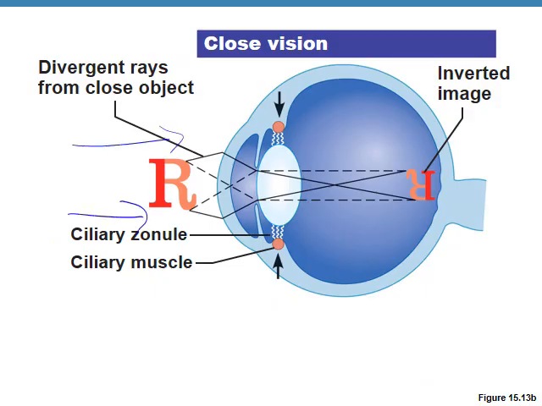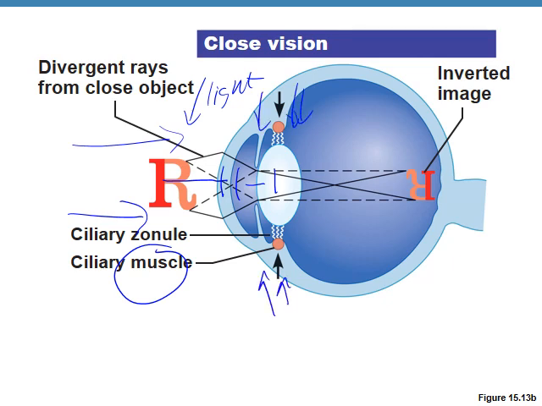We can see that we've moved the item closer. So we still have to have light bouncing off of this object, going through the cornea, the aqueous humor, the pupil, the lens. But what do you notice about the lens? You see how the ciliary muscles are coming closer together, right? And you're going to see the lens become kind of shorter and fatter, not the elongated version. And now the inverted image makes it to the retina.